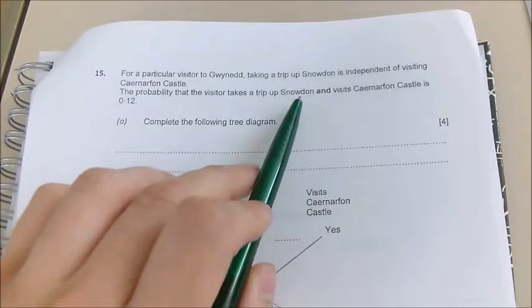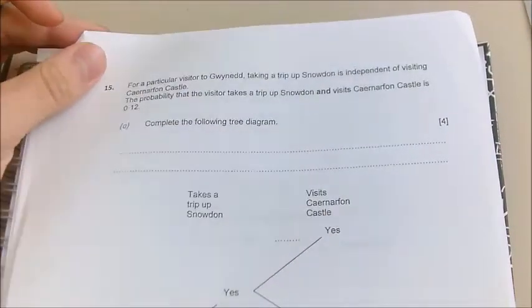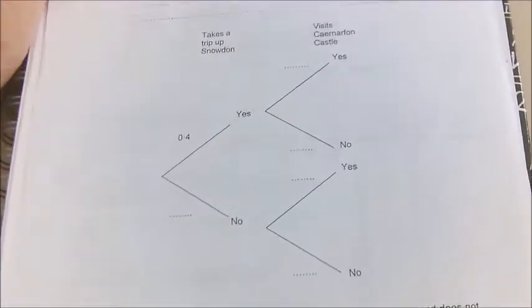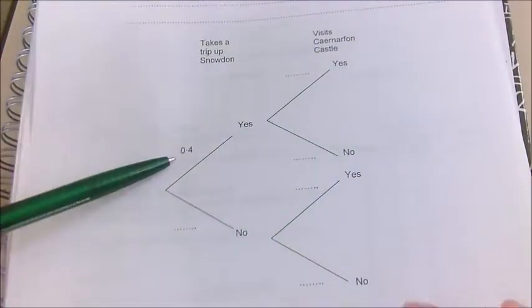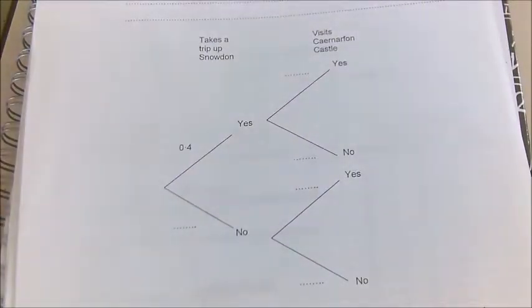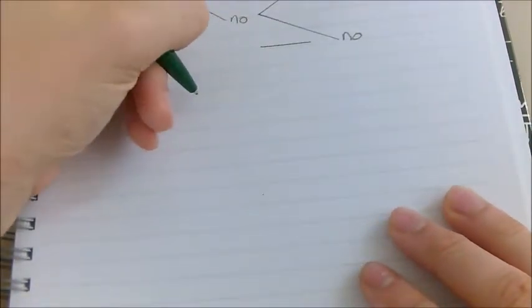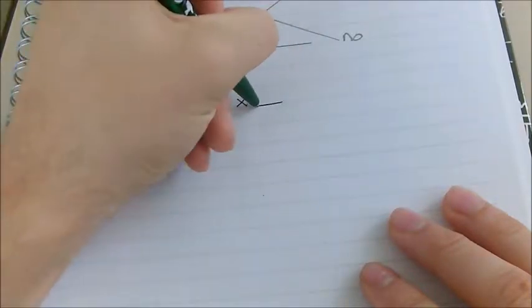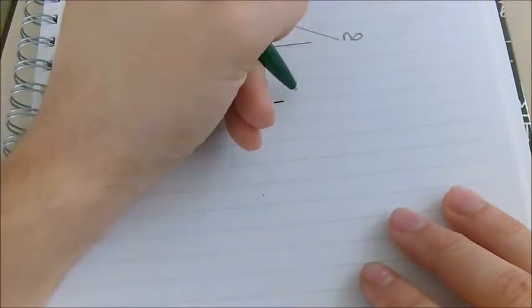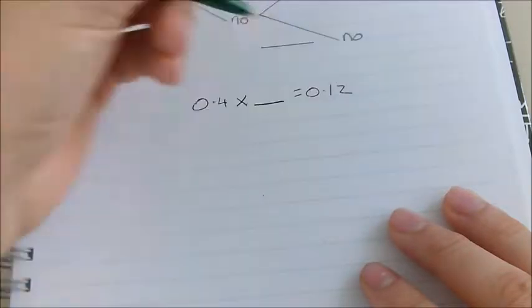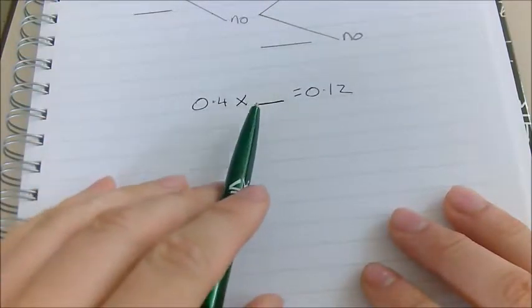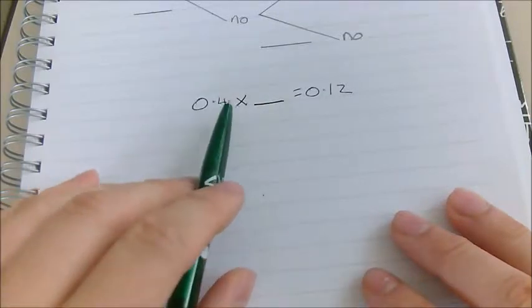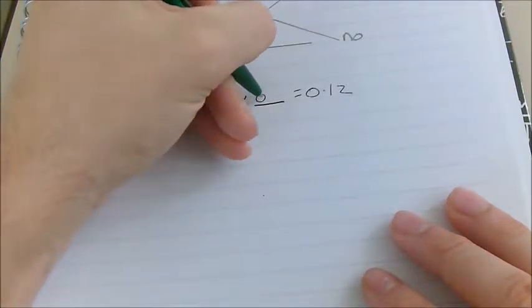Now, the key here is the bold word. Okay, a trip to Snowdon and visiting Caernarvon Castle is 0.12. So if we look here, we know that taking a trip to Snowdon is 0.4, and earlier on in my videos I mentioned that and means multiplied by. So a trip to Snowdon is 0.4, and means times a trip to Caernarvon Castle, which we don't know the probability of, is 0.12. So to work out a visit to Caernarvon Castle, 0.4 times something is 0.12, which is 0.3.